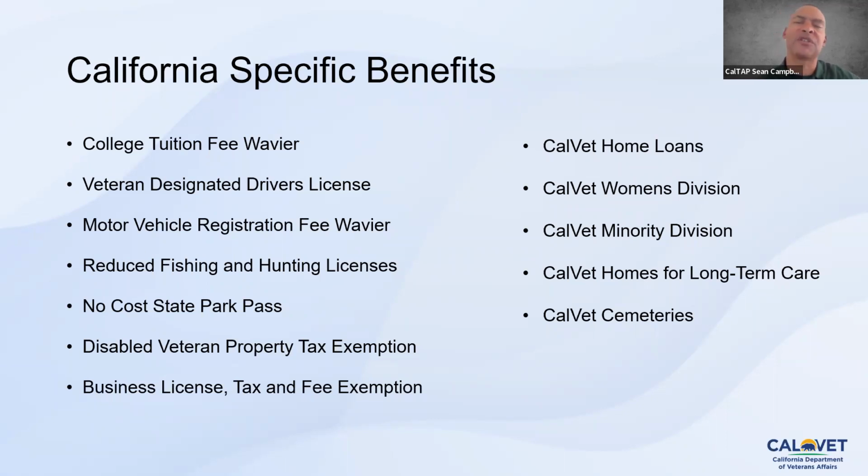And then on the right side of the screen, you can see that our building, the California Department of Veterans Affairs, we have a lot of different divisions. We have a home loans division, so that way you can grab onto your dream. A women's division, a minority division, which really do a lot for advocacy and navigating services to the underserved population of veterans out there. There's long-term care homes at CalVet, there's cemeteries as well. So you can look into your legacy and really explore that.